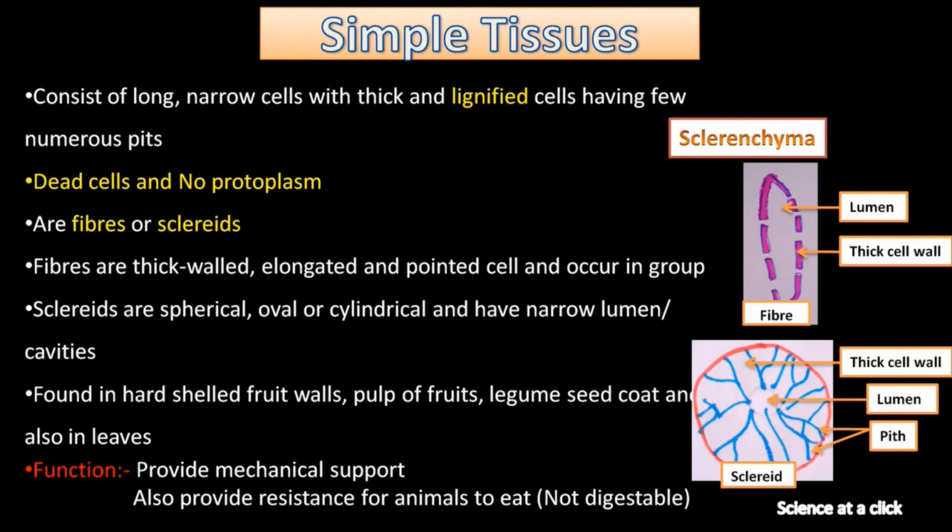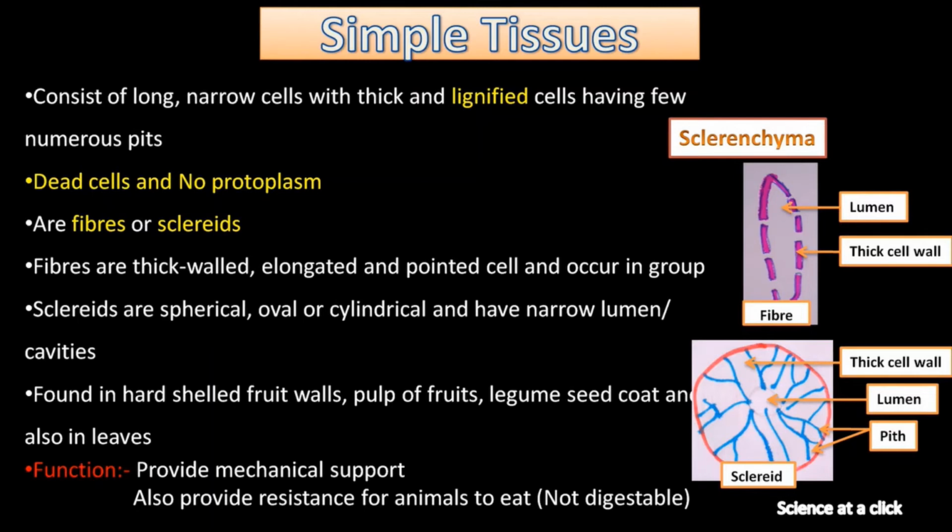Fibers are thick-walled, elongated, and pointed cells and are found to occur in groups, whereas sclereids are spherical, cylindrical, and have narrow lumen cavities. Found in hard shell fruit walls, pulp of fruits, legumes, seed coat, and also in leaves. They are known to provide mechanical support and also resistance to animals eating them, as they are non digestible. An example where the cells are found is in the shell of the coconut.